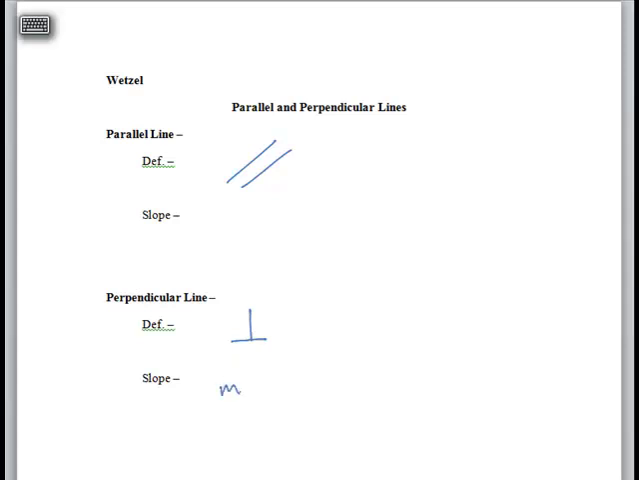Perpendicular lines, the slopes are opposite reciprocals. For instance, if one line has a slope of 1/3, in order for a line to be perpendicular to it, first of all it has to be the opposite, which would make it negative, and the reciprocal of 1/3 would be 3/1, or 3. Opposite reciprocals, therefore perpendicular lines. Another example, if one line had a slope of -7/2, in order for a line to be perpendicular to it, its slope must be the opposite reciprocal. So the opposite of a negative number is positive, and the reciprocal of 7/2 is 2/7.